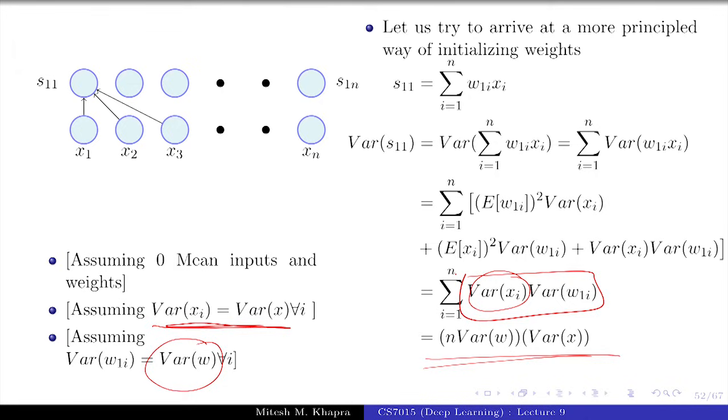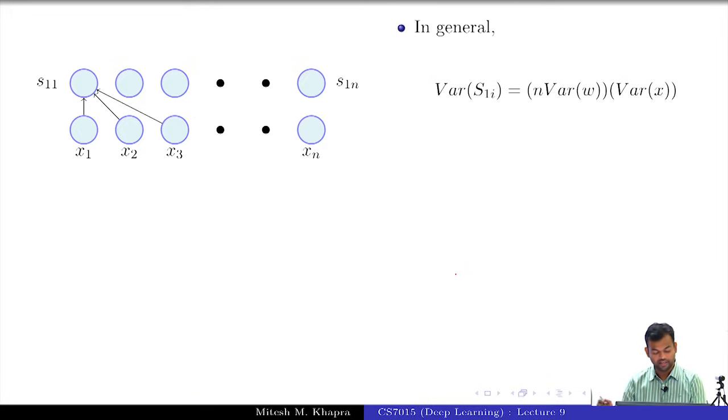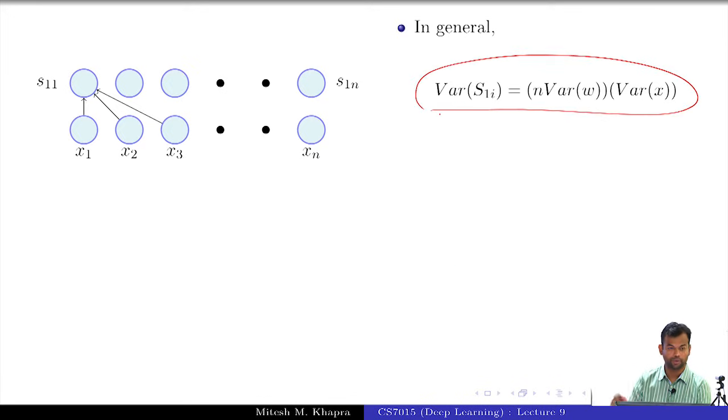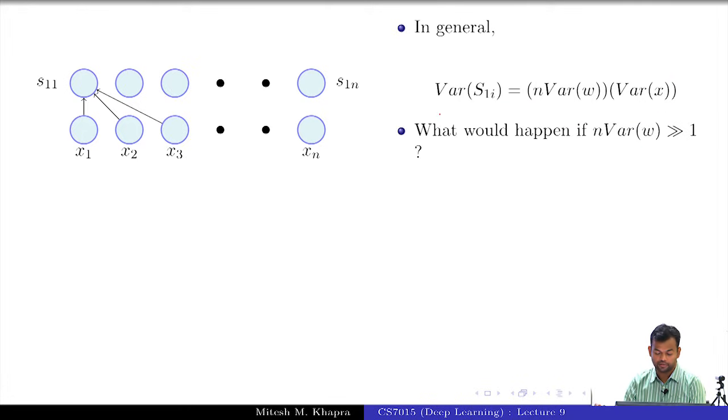Everyone is fine with the math so far, with the assumptions that we have? Okay. So in general, for any of these neurons, instead of just S11, I could take any S1i, and this is what the variance is going to turn out to be, because I have assumed that all the weights and all the inputs come from a distribution having the same variance. Now what would happen if this quantity is very, very much greater than 1?